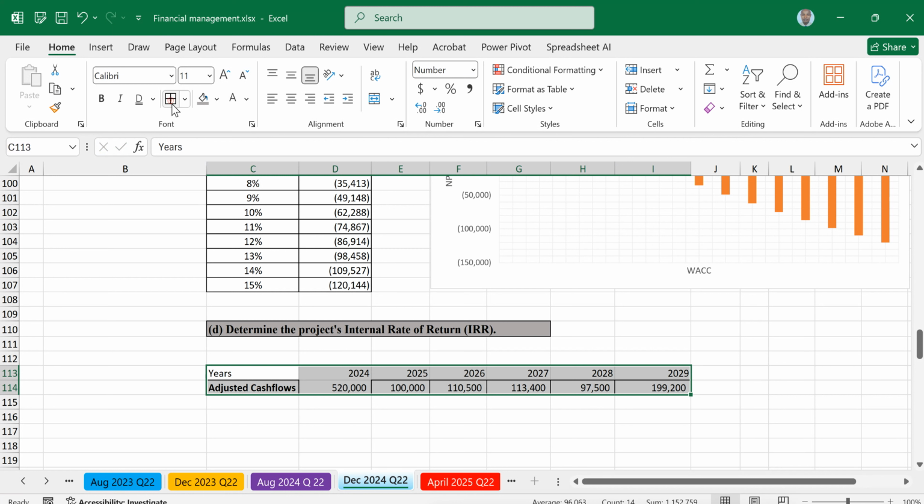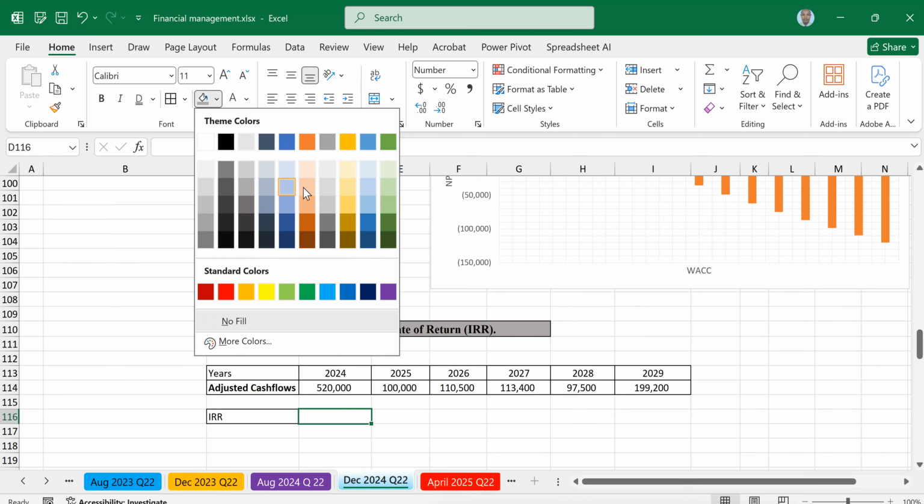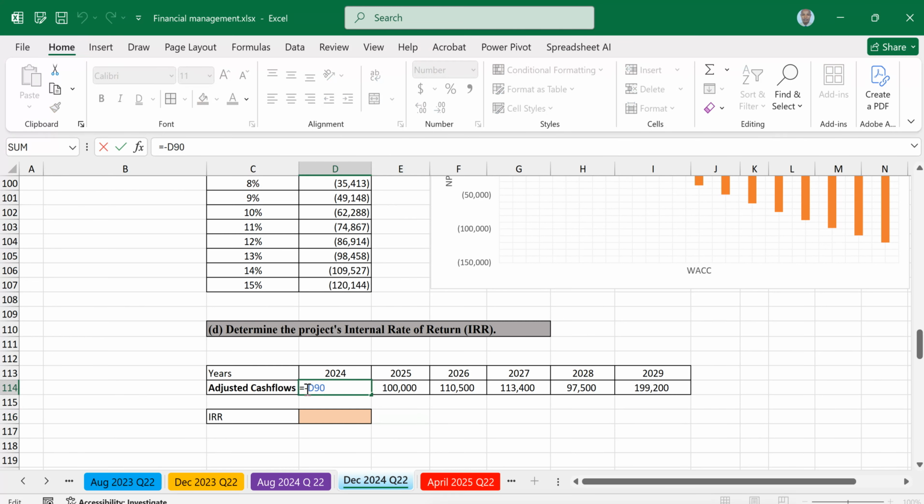Just call this cash flows, the adjusted cash flows for the period. IRR. For IRR, you'll need the year's cash flows starting from year 0, the outflow. The outflow should appear as a negative.